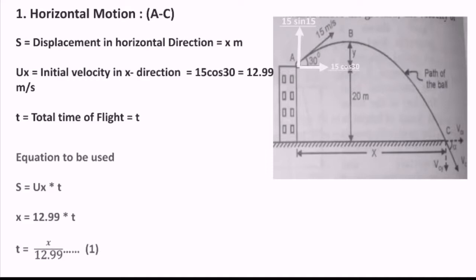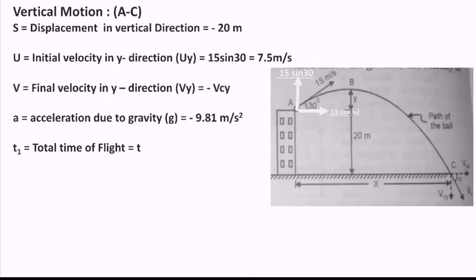Now proceeding to the vertical motion. For vertical motion we need 5 parameters: S, U, V, A and T. S is the displacement from point A to point C, because we are considering motion from A to C. From the figure you can see the difference between point A and C is 20 meters in vertical direction, and again it is from top to bottom. I will take it as minus 20.